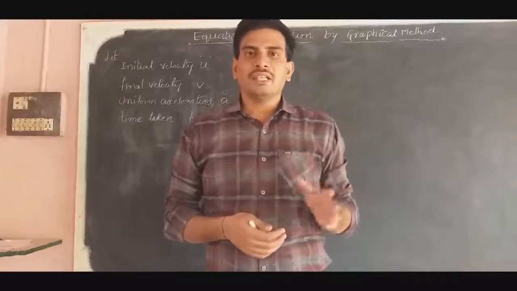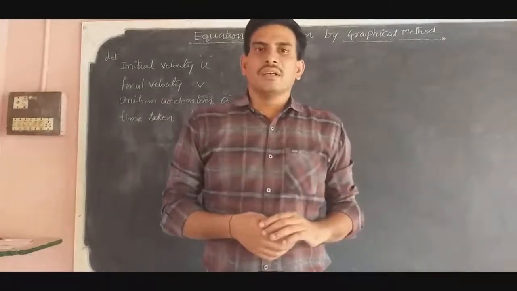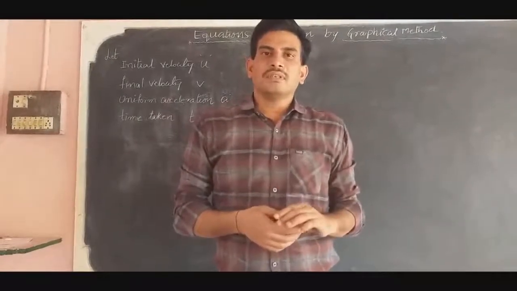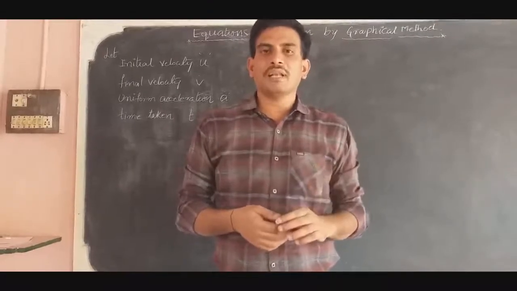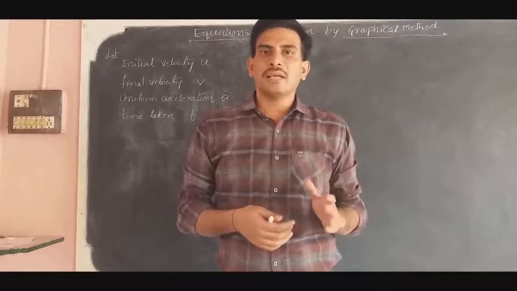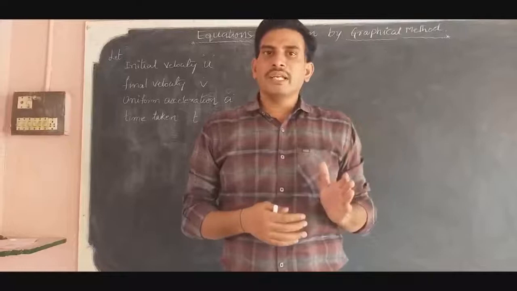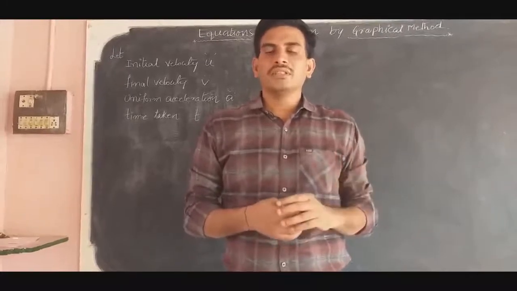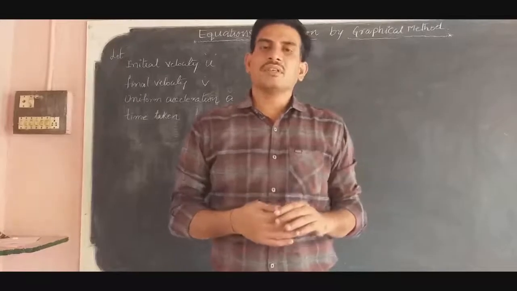Next, the second point. Already we discussed these points, just to recall once. The slope of the velocity time graph gives us acceleration. Slope means the change in y component by the change in x component. So the slope of the velocity time graph gives us acceleration.